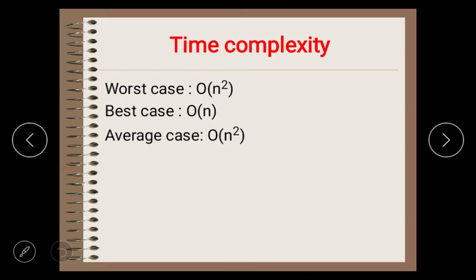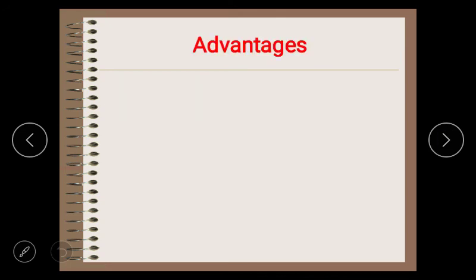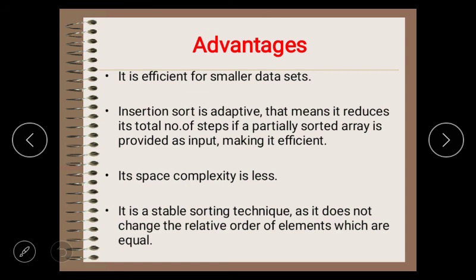So let's see what are the advantages and disadvantages of this insertion sort. First we will see the advantages. It is efficient only for smaller data sets, and insertion sort is adaptive. That means it reduces its total number of steps if a partially sorted array is provided as input, and it will make that as efficient. And its space complexity is less, and it is a stable sorting technique as it does not change the relative order of elements which are equal.